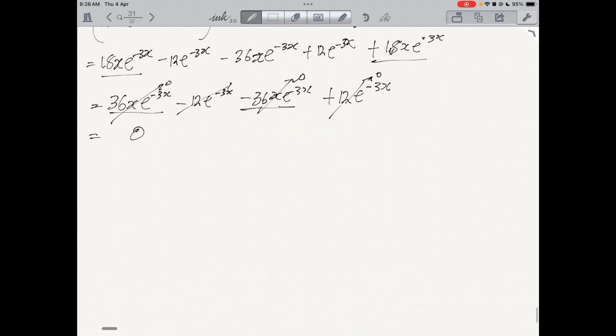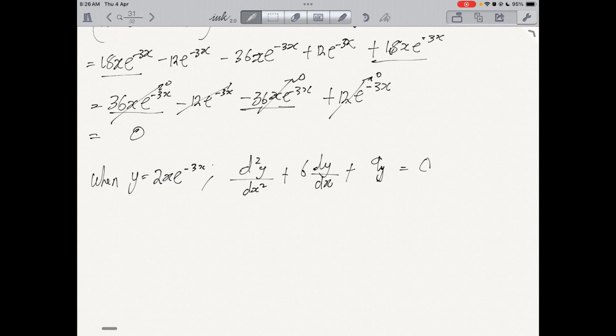So hence, when y is equal to 2x exponential minus 3x, we have been able to prove that d square y dx squared plus 6 dy dx plus 9y is equal to 0. Now this is interesting. In our next video, we'll be talking about how we can apply differentiation to evaluate velocity and acceleration.